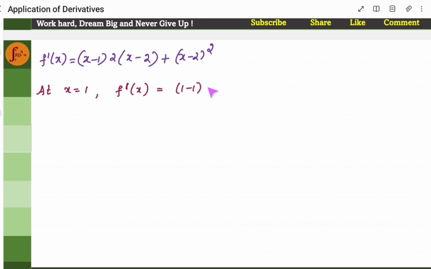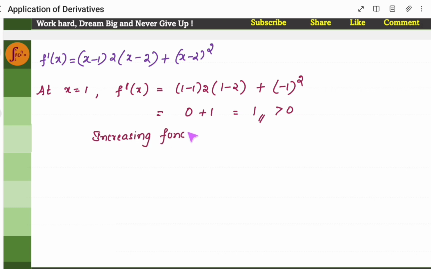1 minus 1 is 0. Since this is 0, everything is going to become 0 only. Then 1 minus 2 plus 1 minus 2, which is minus 1, the whole square. This entire first part is going to become 0 because it's 1 minus 1. Minus 1 the whole square is plus 1. So you get 1. Now this is greater than 0. Since 1 is greater than 0, we say f of x is an increasing function at x equal to 1.